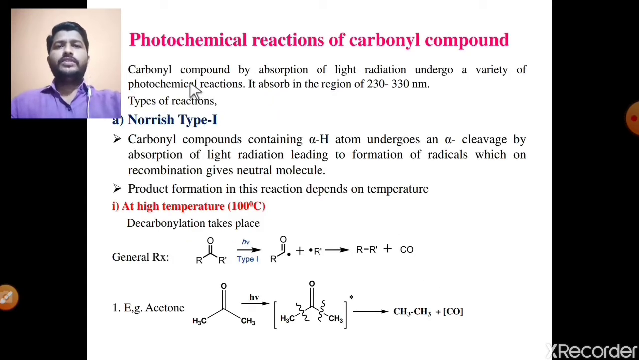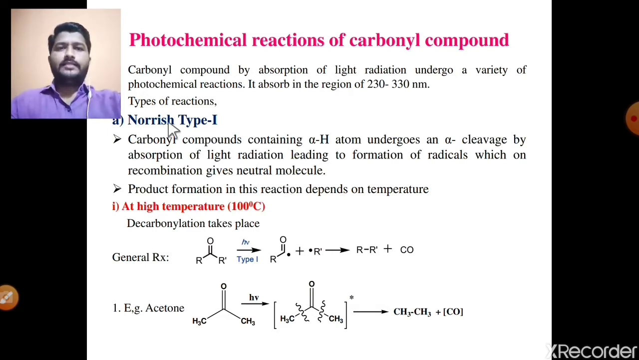A carbonyl compound, by absorption of light radiation, undergoes a variety of photochemical reactions. A carbonyl compound, basically C double bond O, has one pi bond between carbon and oxygen, and the oxygen carries unshared electrons. By absorption of light radiation, there is an excitation of an electron from the ground state to the excited state. In the case of carbonyl compounds, there are two types of transitions, n to pi star transition and pi to pi star transition, and in the triplet state or singlet state it gives a variety of reactions. It absorbs in the region of 230 to 330 nanometers. Let's see one by one.